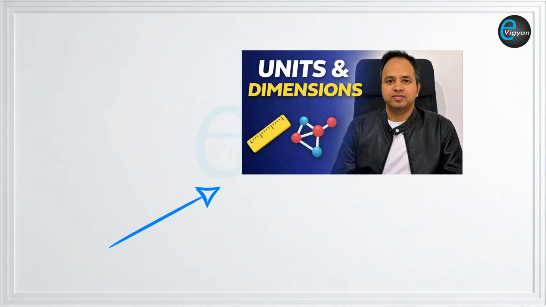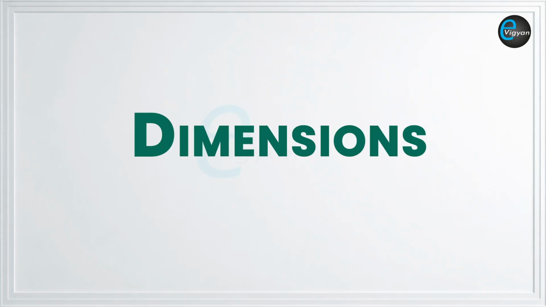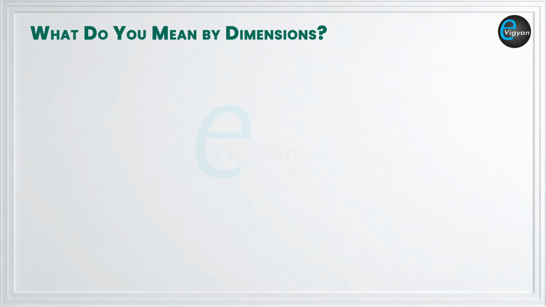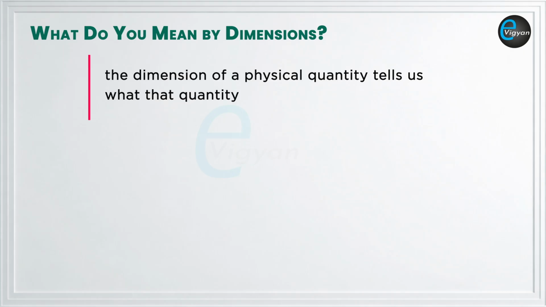In the previous video, we learned about units, the language we use to measure physical quantities. Today, we go one step deeper. Today's topic is dimensions. What do you mean by dimensions? In physics, the dimension of a physical quantity tells us what that quantity is made of. It tells us how a quantity depends on some very basic physical ideas.